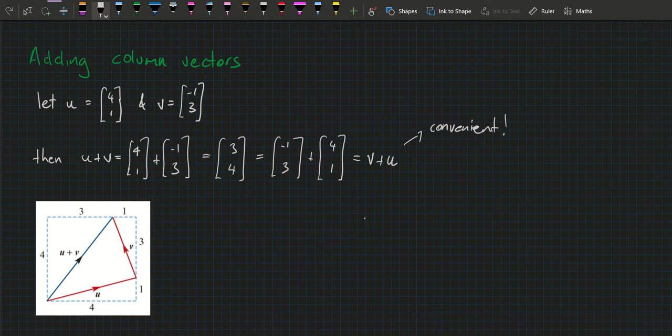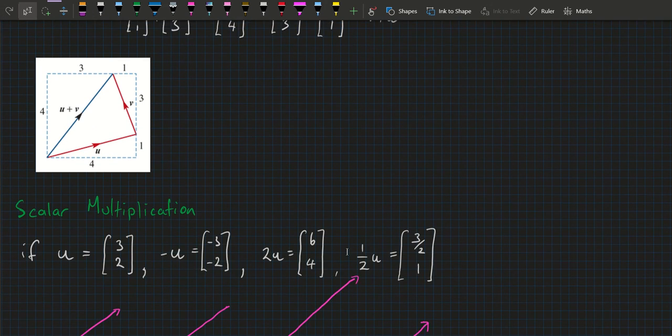And so the 4 and the -1 add, the 1 and the 3 add, and we have our new vector here. Okay, so this u plus v, you can see it in the picture here, is moving across 3 and up 4, whereas u moves across 4 and up 1, and v moves up 3 but backwards 1. Okay, so it ends up being the same.